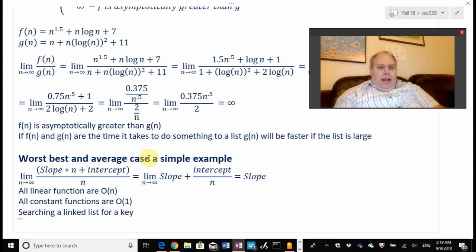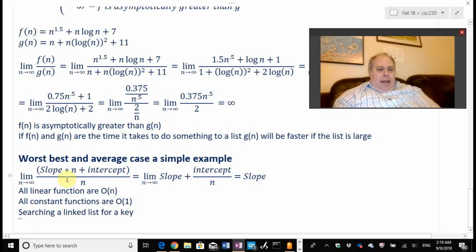So let's say the linked list was a dictionary. We want to know the definition of the word, say, asymptotic. So if all our words are in a linked list, we can search for the word asymptotic and see when we find it.